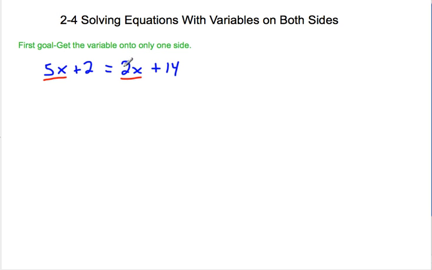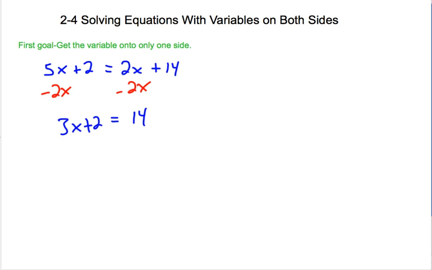The easiest way to get all the x's on one side is to subtract them away from one of the sides. So we can just subtract 2x. Sorry, I don't mean that to look like a division here. Let's get rid of that. So we're going to subtract 2x from both sides, and then we end up with 3x plus 2 equals 14.